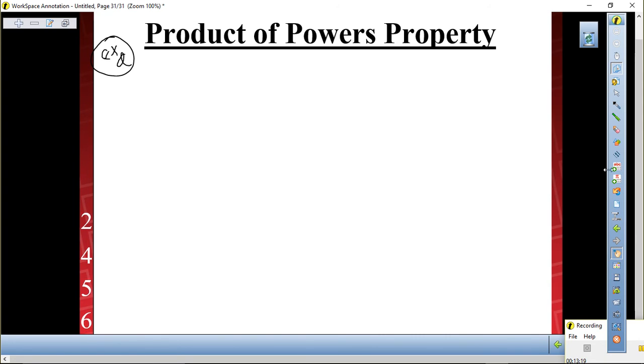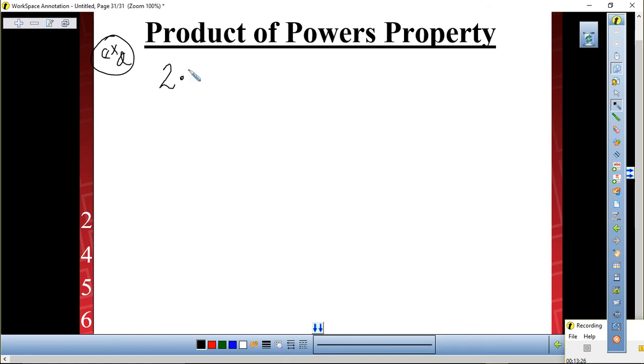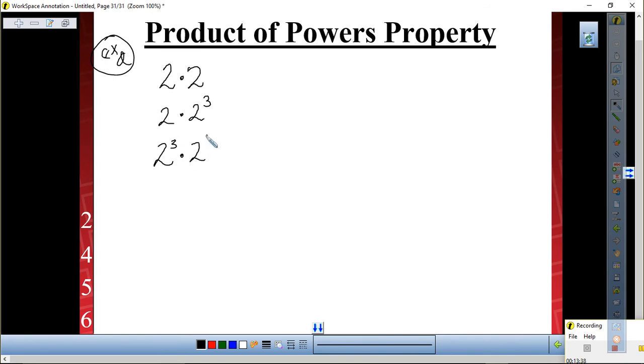So, write this down. 2 times 2. Underneath that, you're going to write 2 times 2 to the third. Underneath that, you're going to write 2 to the third times 2 to the fifth. And whatever example I give you with numbers, I'm also going to give you with algebra.